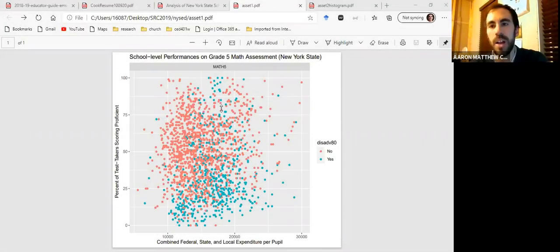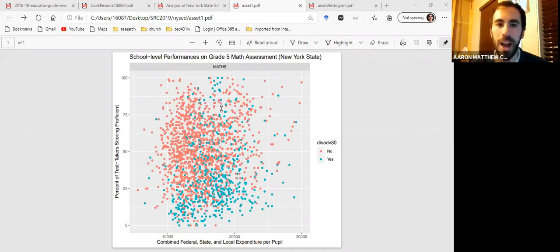This is a scatter plot showing fifth grade math proficiency within various New York State schools versus expenditure per pupil at that school. So each dot represents a school, and the position along the y-axis is the percentage of fifth graders in that school that score proficient on a yearly math assessment. That's the y-axis, and the x-axis gives the combined federal, state, and local expenditure per pupil at that school.